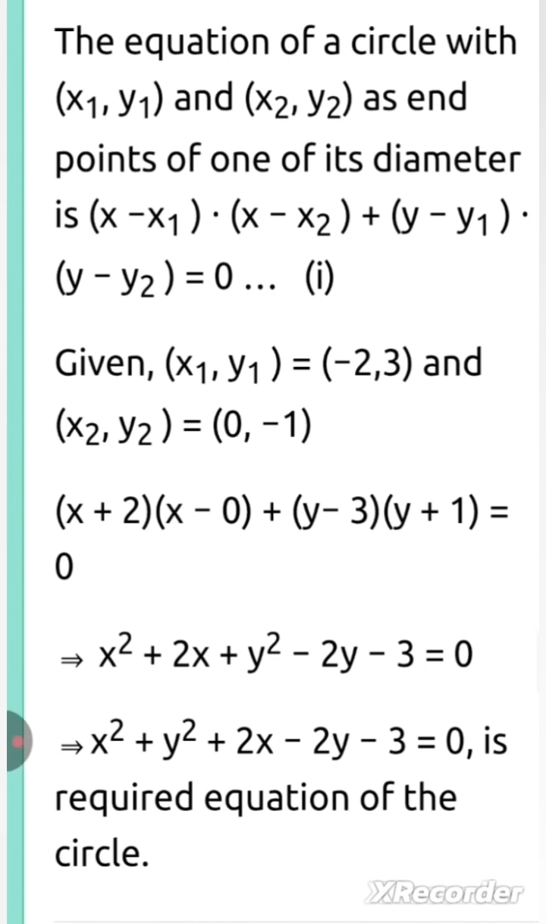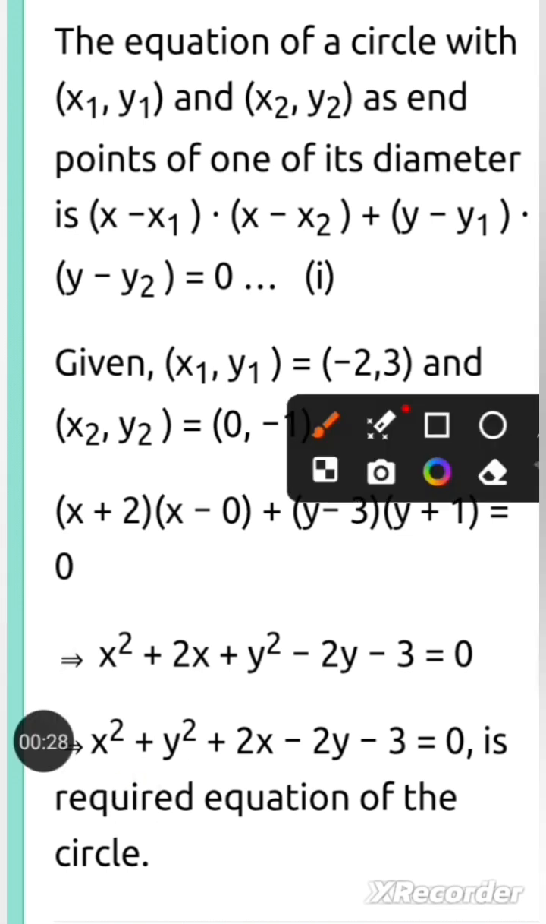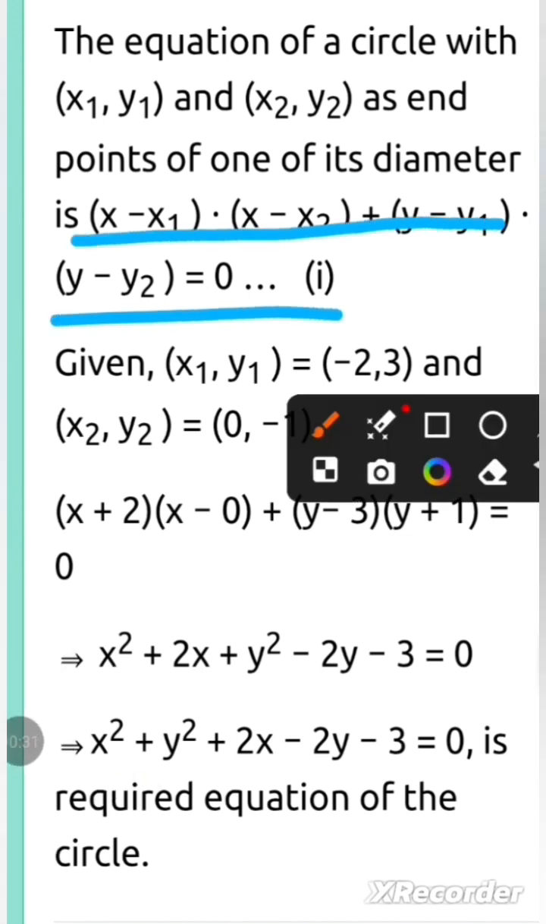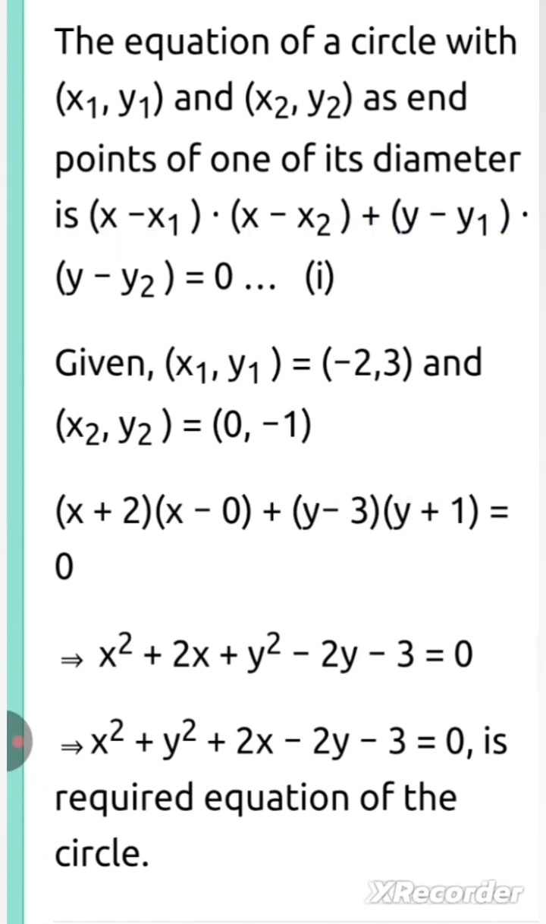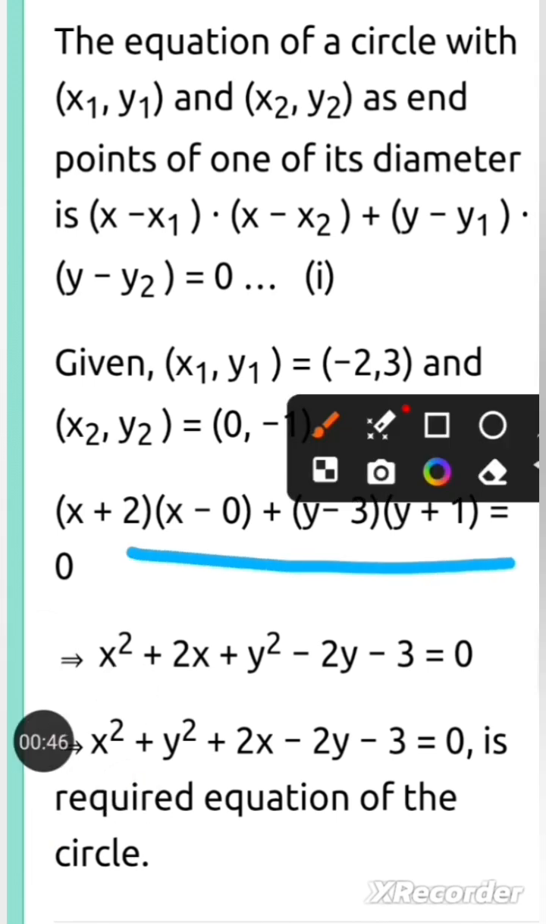Sum number 4 says find the equation of the circle which has the points minus 2 comma 3 and 0 comma minus 1 as opposite ends of a diameter. Now we have seen in the formula, if the two ends of a diameter are x1 y1 and x2 y2, then the formula is (x minus x1)(x minus x2) plus (y minus y1)(y minus y2) equals 0. This is the formula in which we are going to substitute. So instead of x1 y1 we have minus 2, 3, and in place of x2 y2 we have 0 and minus 1. Just put it into the formula and simplify that equation.